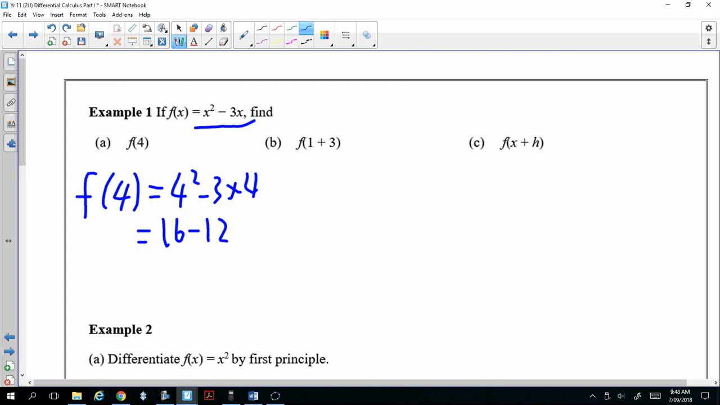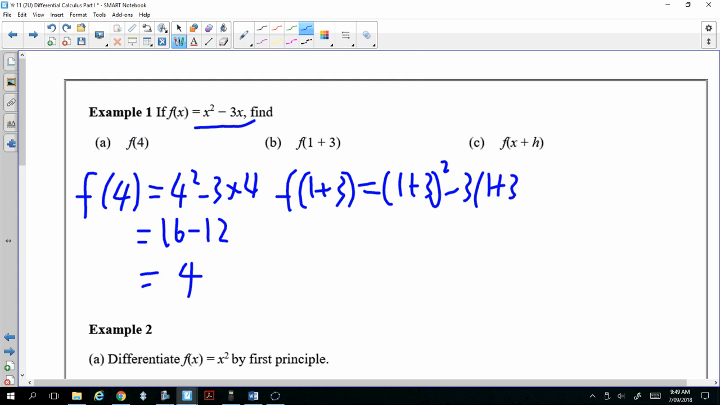On the other hand, if I do this, it's the same thing. What if you go 1 plus 3? It means that every time you see an x, you replace it by 1 plus 3. Does that make sense? So this 1 plus 3 gets repeated every time you see an x. Which is same as before, right? That's 4, you just get 4 squared minus 3 times 4. You still get 4, same thing. I'm substituting 1 plus 3 into every x, okay?